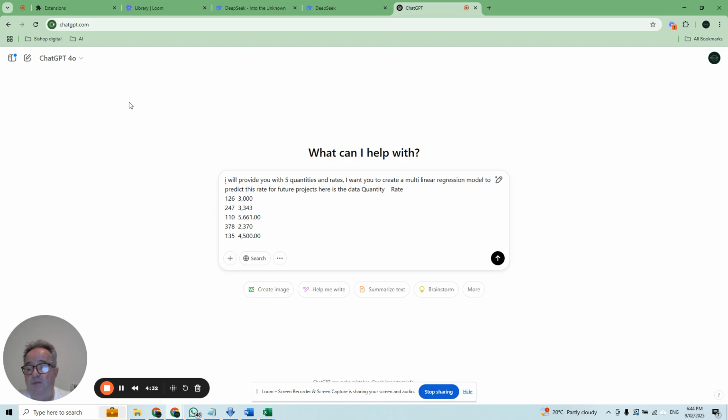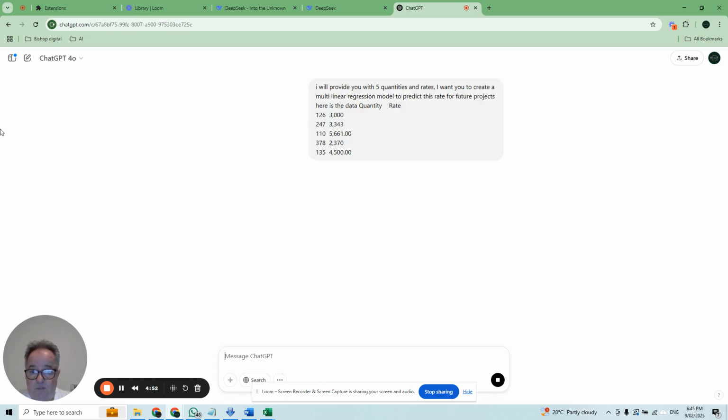So I'm setting the scene. I want it to generate a multilinear regression equation so that if in future I want to predict this item of work, I will input a quantity and I will get a rate based on the analysis of five similar previous projects. Very useful tool. So we'll let it do its stuff. It's analyzing. Depending on how busy the model is, it sometimes takes a while to actually think about things, which is fine. So do we.